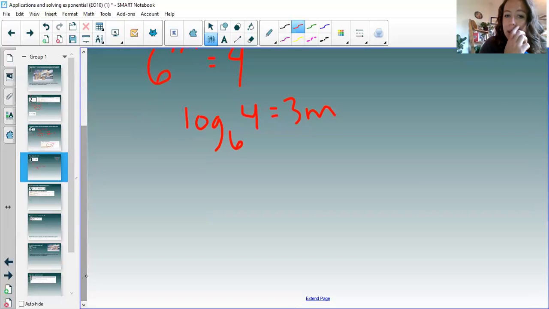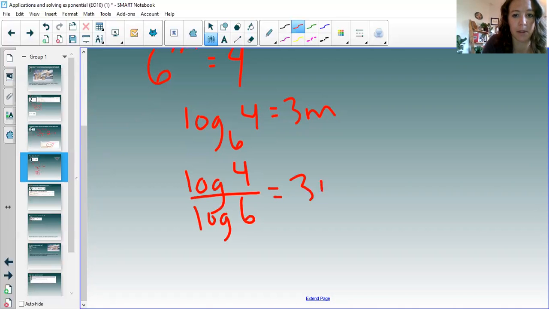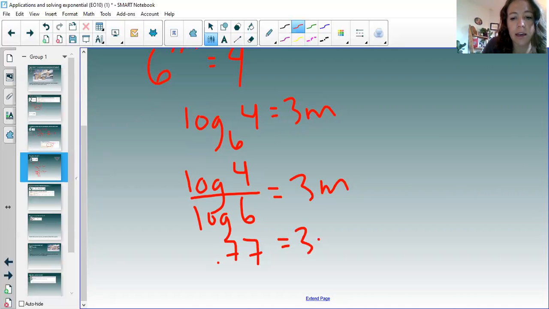Okay, again, it's not base 10, so we have to change the base. So I'm going to say that log base 10 of 4 over log base 10 of 6 is equal to 3m. I'm changing the base. If I plug that into my calculator, I won't write out each, I'm just going to do log of 4 divided by log of 6. And I get 0.77 is equal to 3m.